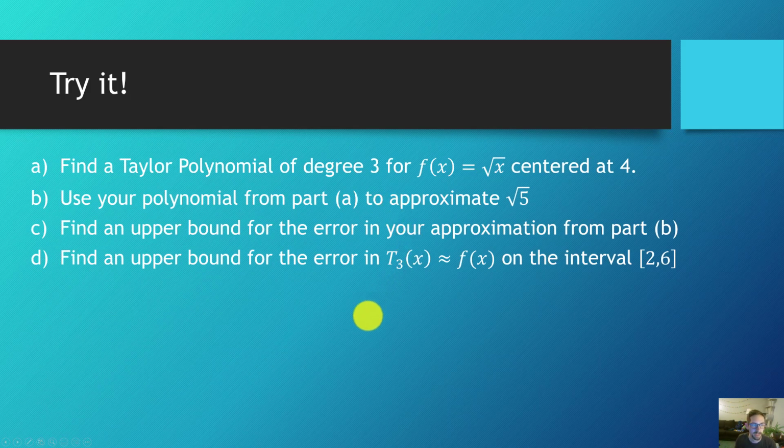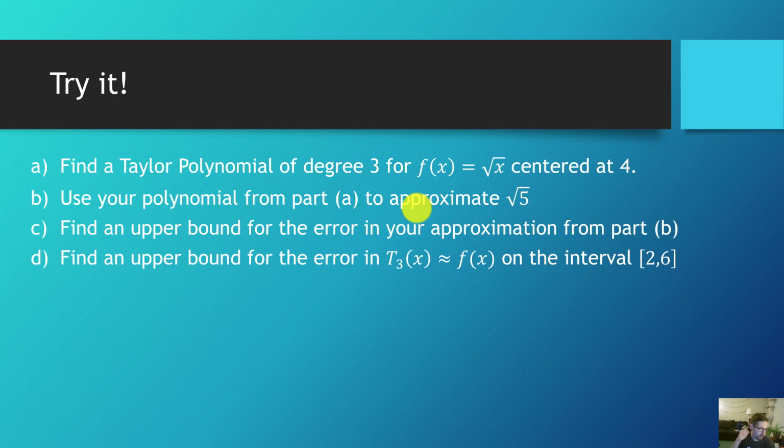Awesome. Now I'm going to have you try this one on your own. I'm going to show the solutions but not talk about them too much. So find a Taylor polynomial of degree 3 for f of x equals square root of x centered at 4. Use your polynomial from part A to approximate square root of 5. Find an upper bound for the error in your approximation from part B. And then find an upper bound for the error in your approximating function on the interval 2, 6. So what's the biggest difference between your approximation polynomial and your function over that interval?